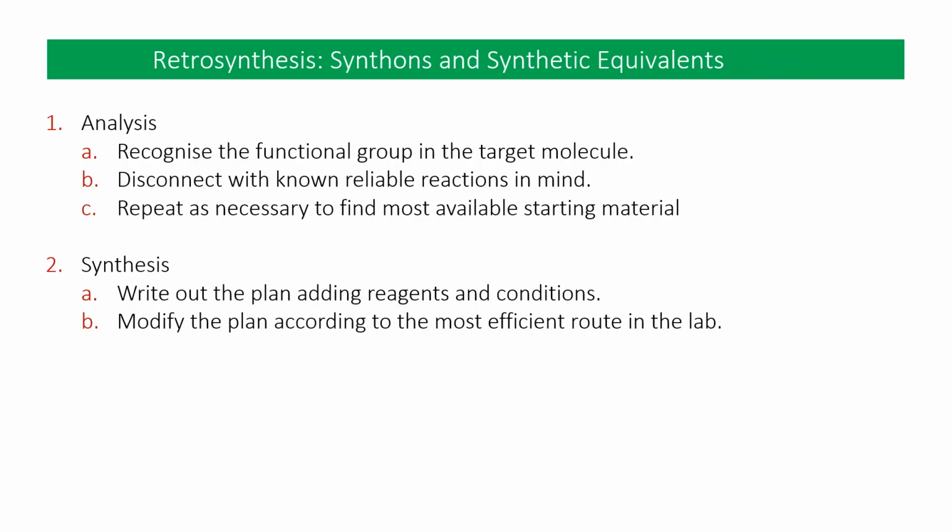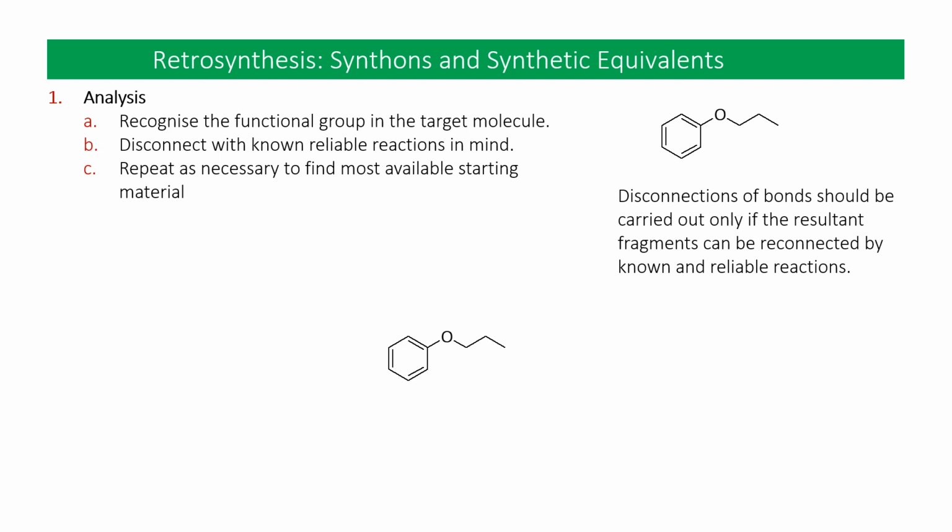We are familiar with our synthons, synthetic equivalents and terms used in retrosynthesis. We should go ahead and try to analyze our species and try to do a synthesis. And remind yourself that the analysis is recognizing the functional groups in the target material and disconnecting around that region. Repeat as necessary to find the most available starting material. And in your synthesis, you want to write out a plan, adding reagents and conditions, and modify that plan according to the most efficient route that you can find in the lab. Start off with this simple ether.